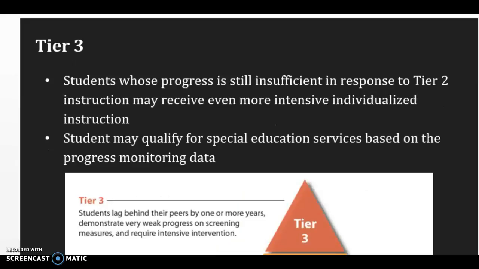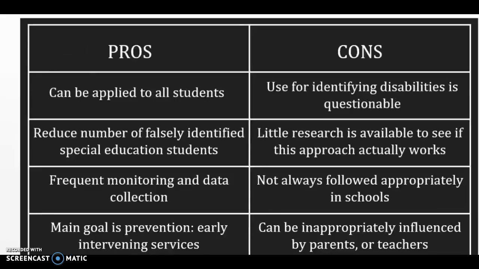In Tier 3, interventions are for students who did not respond or didn't quite meet the academic achievement standards in Tier 2, according to the Tier 2 intervention efforts. The students who did not respond at these higher levels may be referred for special education services based on the progress monitoring data and the data that was collected on them throughout the program.